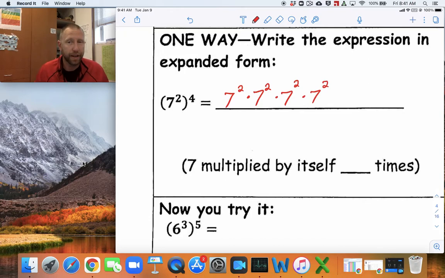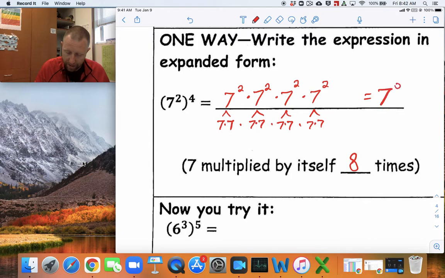Well, that can be broken down even further, right? I can expand that even further, because 7 squared is 7 times 7, and then 7 times 7, and then 7 times 7, and then 7 times 7, right? We know to square something means to multiply it by itself. So those are all multiplication symbols between all of those. And when I count those up, you see 7 is being multiplied by itself 2, 4, 6, 8 times, right? So my answer is just 7 to the power of 8.